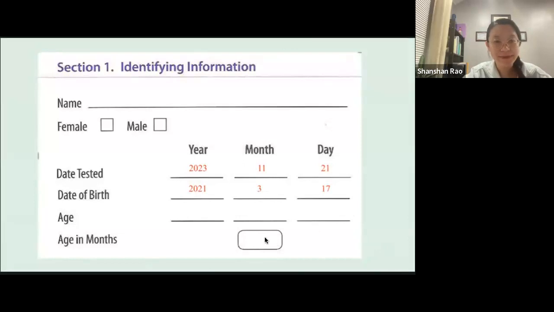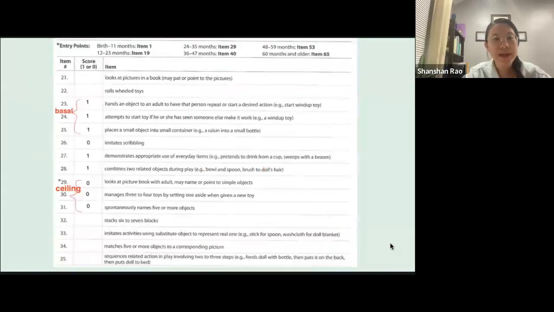Okay, got it? Yes, that's right, Rana. It's 32 months. So here we got the month of the student. He's 32 months. So we're going to look at the top of the page. That's where we're going to find the entry point. So 32 months is right here, between 24 months to 35 months.